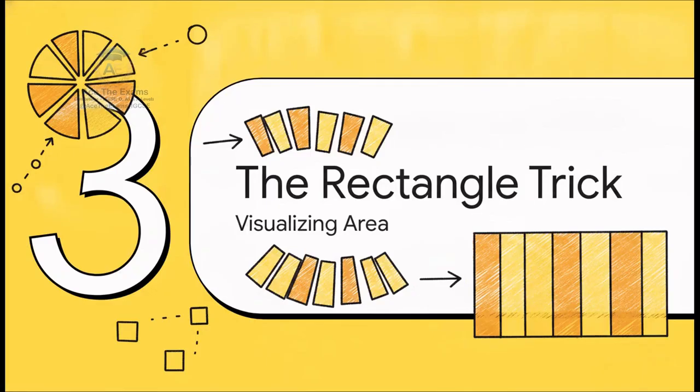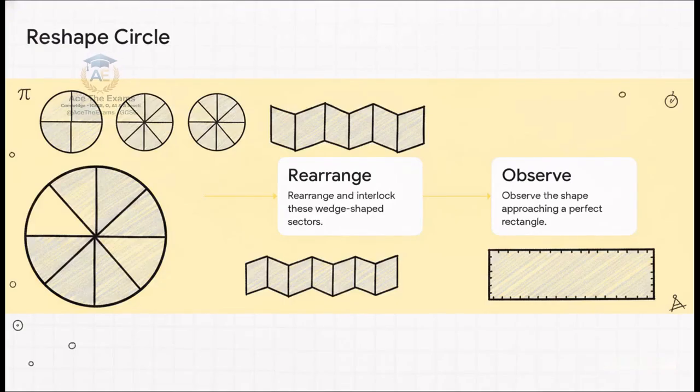Section 3. The rectangle trick. Now we're moving on to area. And honestly, this is one of my absolute favorite visual derivations in all of math. It's like a tactical formation shift. Imagine you take a circle, think of it like a pizza, and slice it into 4 equal pie-shaped sectors. If you take those slices and interlock them side by side, alternating one pointing up and the next pointing down, you get a somewhat wavy, weird-looking shape.